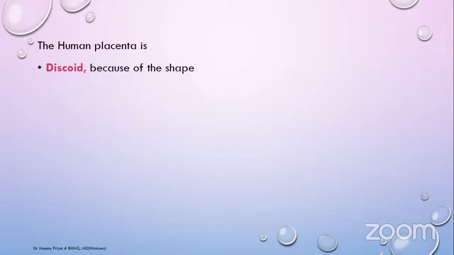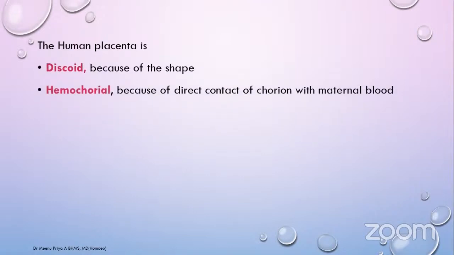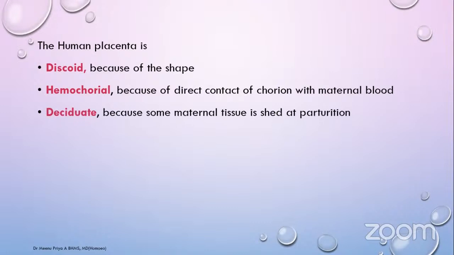So what it is, we'll see. Now, coming to the human placenta. The characteristics of the placenta are very important. It is a frequently asked question. So first is discoid. Why discoid? Because of the shape of the placenta. Next, hemochorial, because of the direct contact of chorion, which is a fetal membrane, with the maternal blood. So that is why it is called hemochorial. And deciduate, because some maternal tissue is shed at parturition.